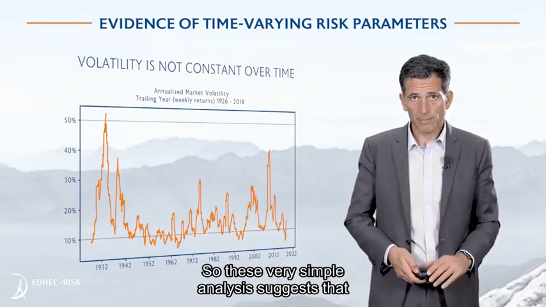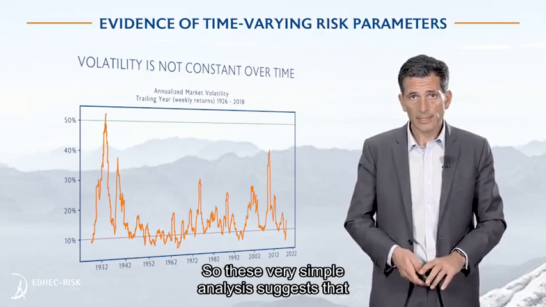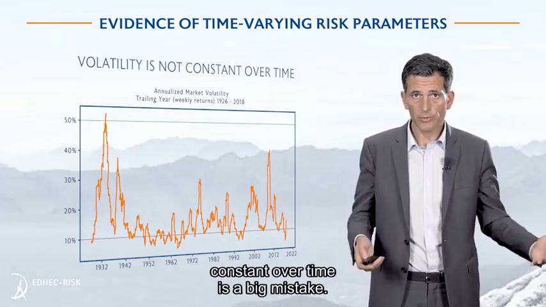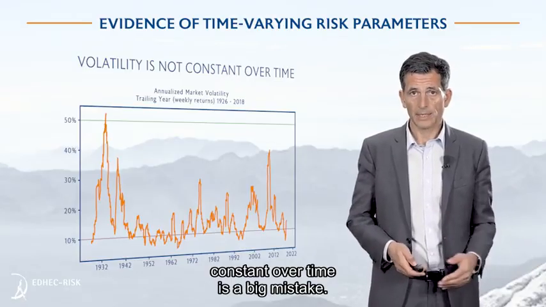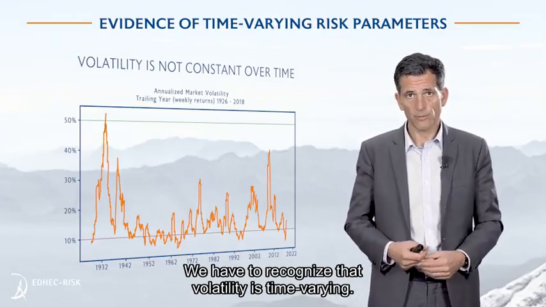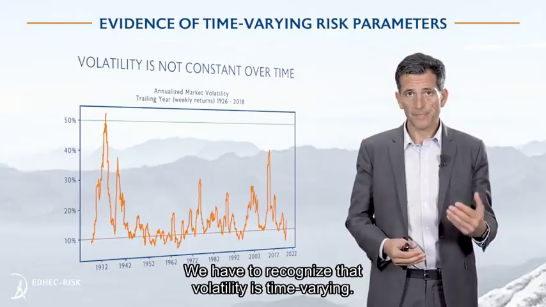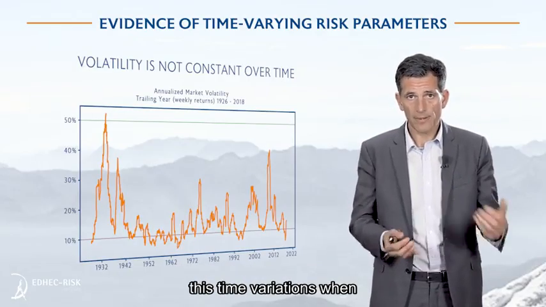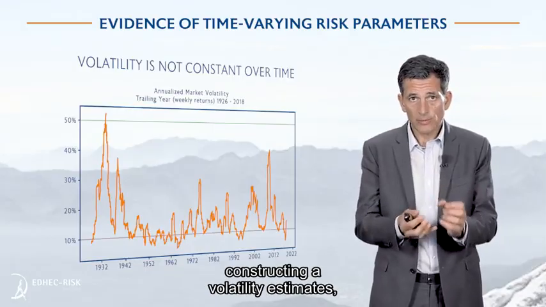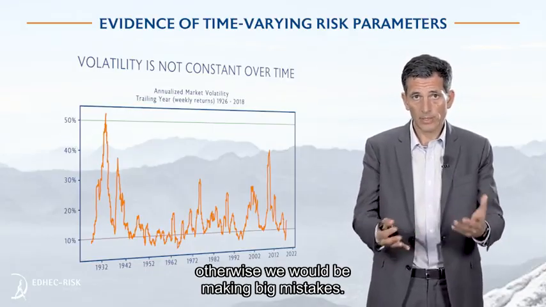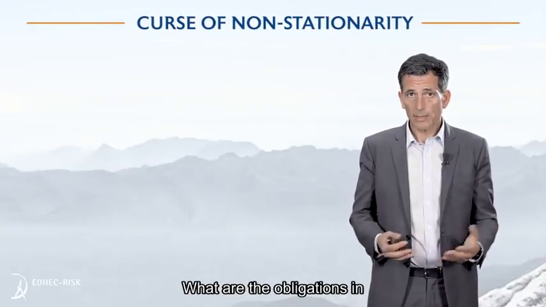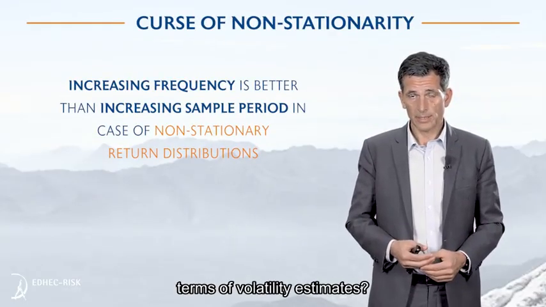So this very simple analysis suggests that assuming that volatility is constant over time is a big mistake. We have to recognize that volatility is time varying. And we have to account for these time variations when constructing our volatility estimates. Otherwise, we would be making big mistakes. What are the implications in terms of volatility estimates?